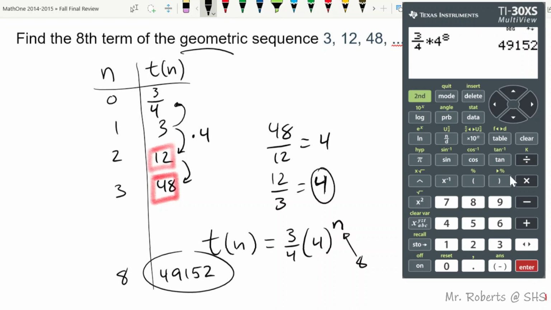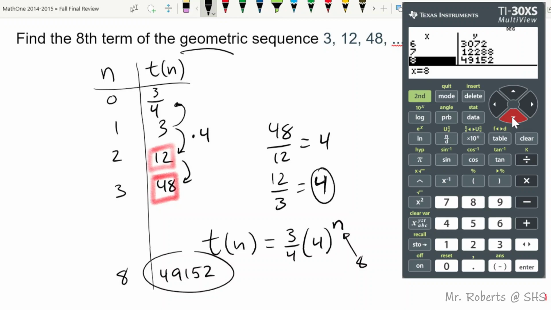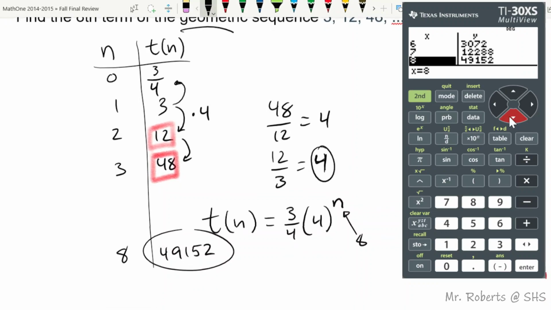I'm going to go ahead and hit the table function again and enter this function. This function is 3/4 and then times a bunch of 4s. So 3/4 times 4 raised to the x power, enter. And I can see my zeroth term is 3/4, what I thought it should be. First term is 3, second is 12, third is 48. And when I go down to the eighth term, you can see I do get 49,152.